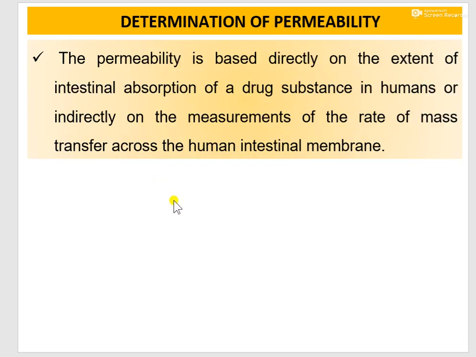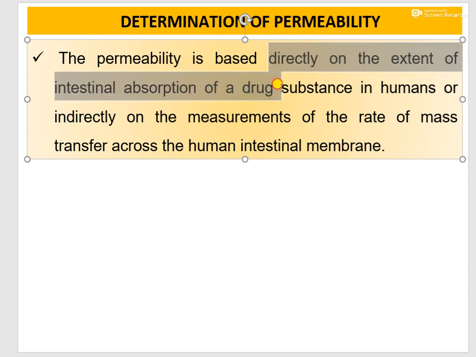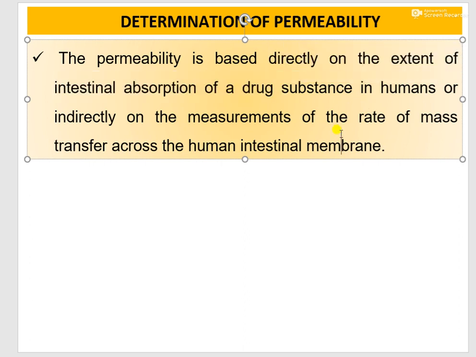Now determination of permeability. Permeability is based directly on extent of intestinal absorption of a drug substance in humans, or indirectly on the measurement of the rate of mass transfer across the human intestinal membrane. So permeability is based on extent of intestinal absorption of drug substance in humans, or indirectly on measurement of rate of mass transfer across the human intestinal membrane.